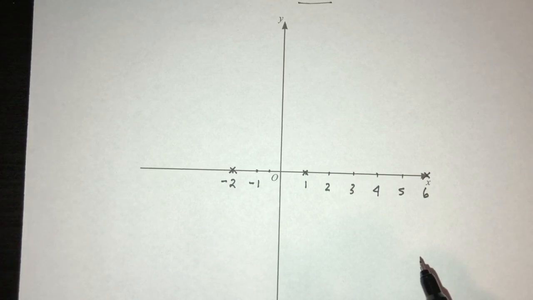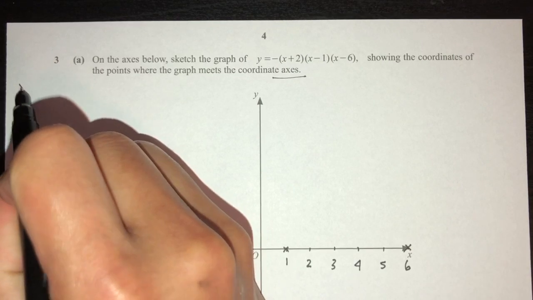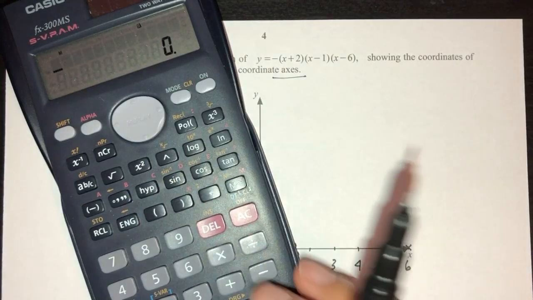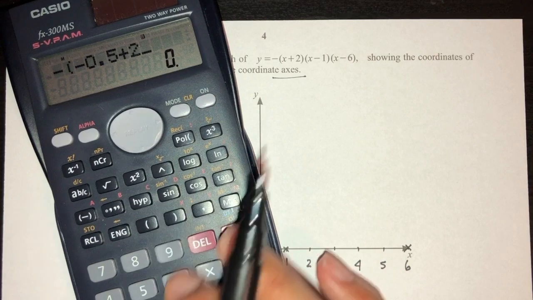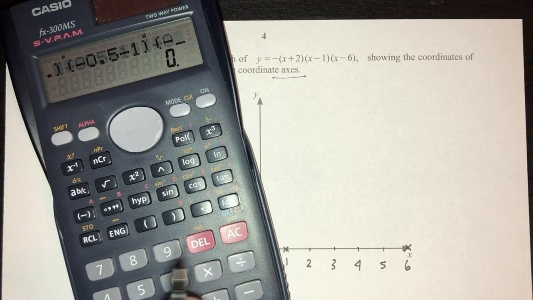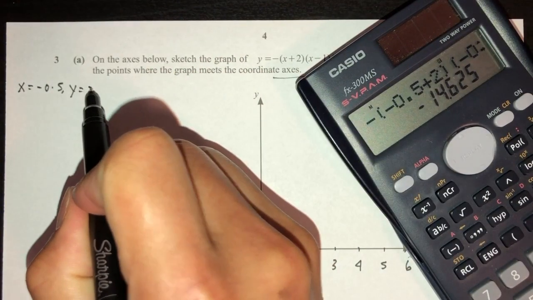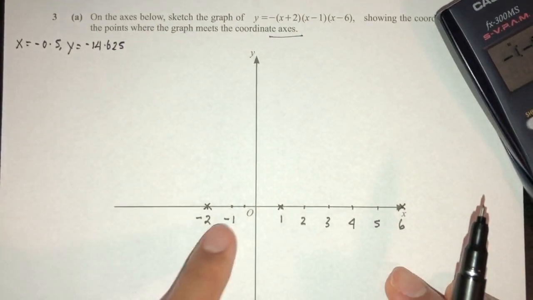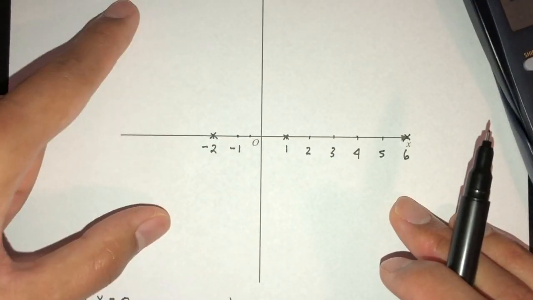-0.5. Let's see what is the value of y. So replace back in your equation. Let me write this down here. For x equal to -0.5, what is the value of y? That will be minus, outside, you have -0.5 plus 2 times -0.5 minus 1, then times -0.5 minus 6. That should be -14.625. So here we have found that when x is equal to -0.5, the value of y is -14. It goes down in this one, right?